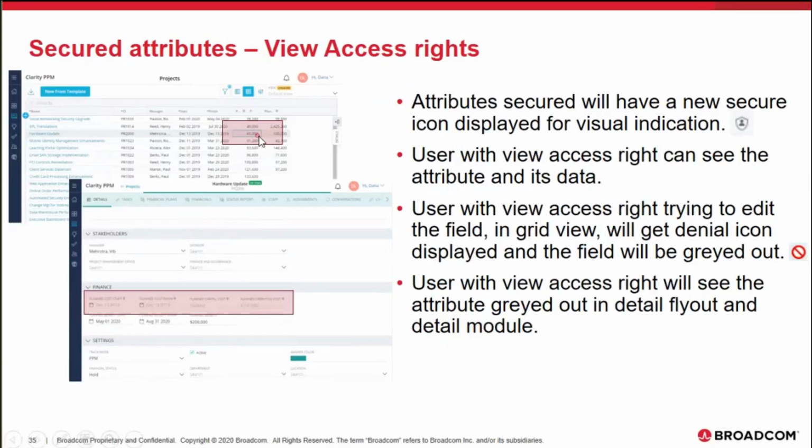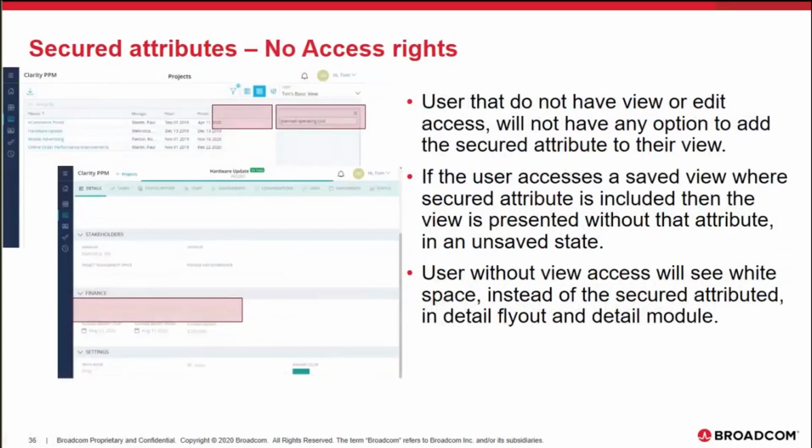In the grid view, we display this icon. In the detail flyout as well as in the detail module, the fields are grayed out, so the user will see right away that those fields are not editable to them. If a user does not have view or edit right to a specific attribute, then that attribute is not displayed anywhere in the system to them.